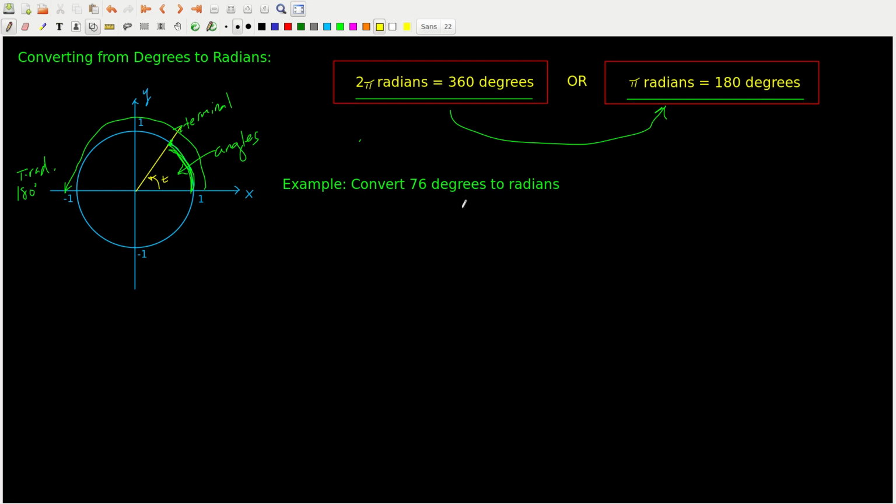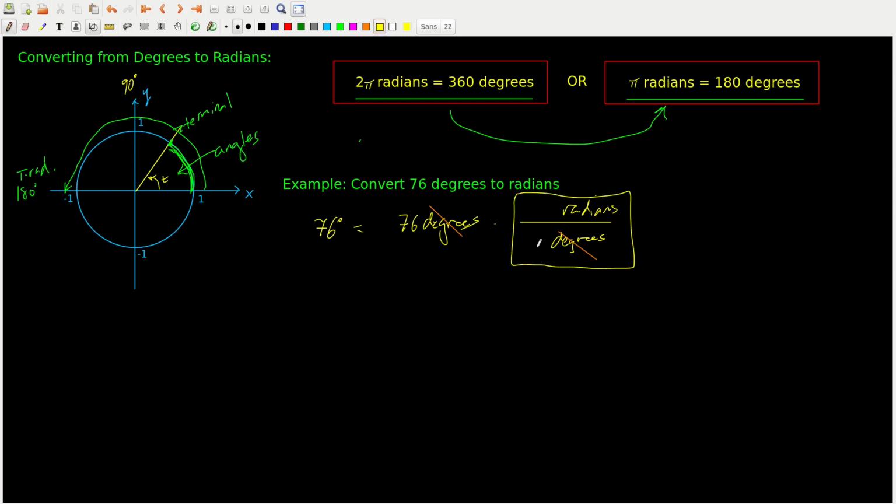Okay, so let's use that to do an example. Let's convert 76 degrees into radians, and this angle maybe is 76 degrees because we know 90 up here is on the y-axis. So what I want to do is take my 76 degrees and convert it to radians. I'm going to write out what I mean here. This is 76 degrees, and I'm going to use the units. I'm going to multiply by something that fixes my units. I'm going to divide by degrees and multiply by radians, and that will give me the right units, right? Because then I can cancel the degree units and be left with just the radian units.